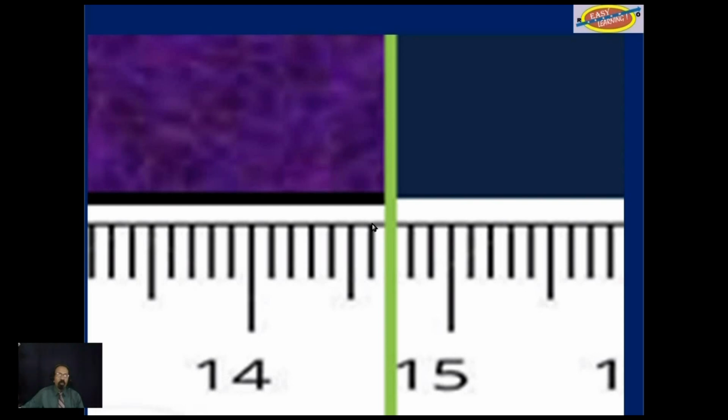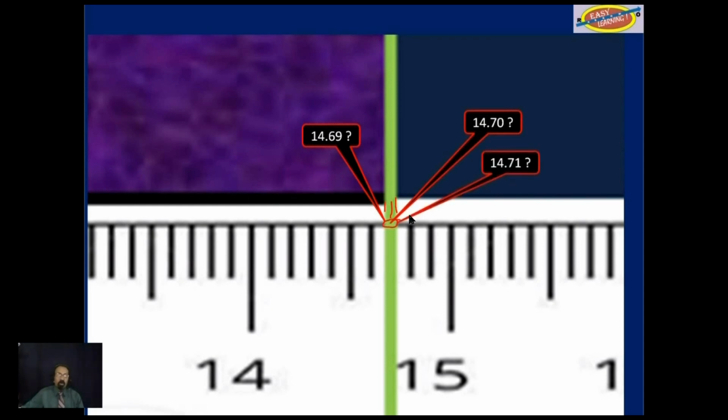So where of this green line are we measuring? Are we measuring on the left of the green line? Are we measuring on the right of the green line? Are we measuring in the center of the green line? Can we say it's 14.69? Can we say it's 14.70? Can we say it's 14.71? We know for sure it's 14 point somewhere around 7. Maybe 69, maybe 70, maybe 71.